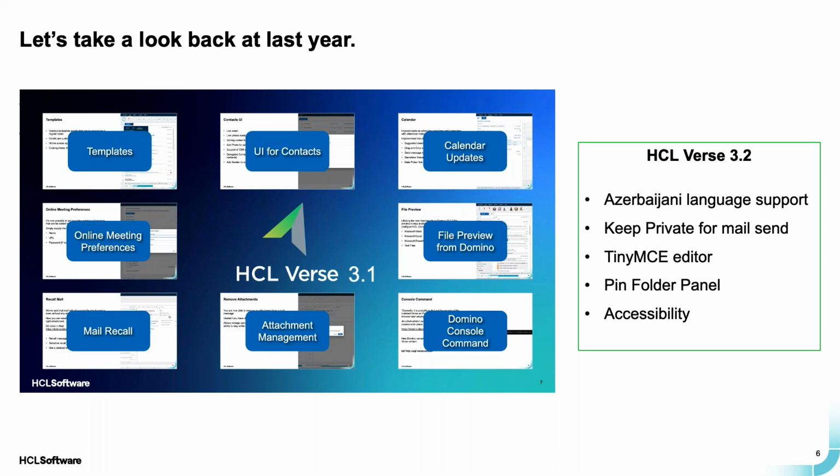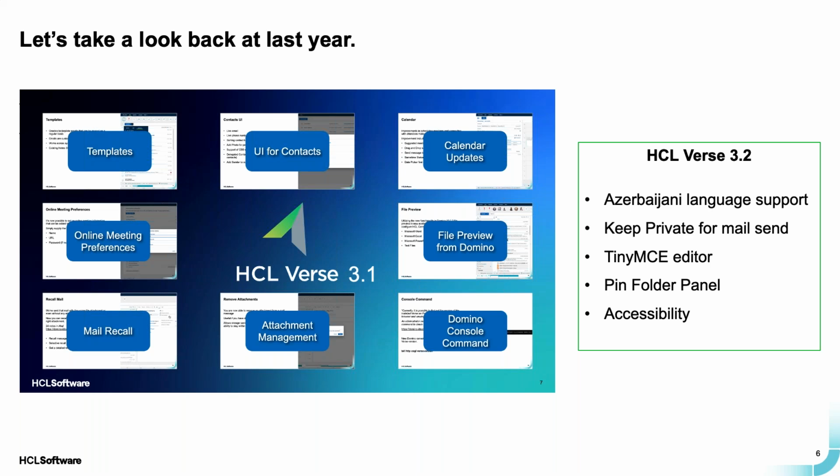So you'll remember that Domino 14 came out last year with massive upgrades to Java and the Eclipse backend, and the infrastructure of Domino started to change. So we had to do some stuff in Verse to make sure that we were okay with those changes. So we still managed to get out a new language version for Azerbaijani. We allowed you to send private mails now.